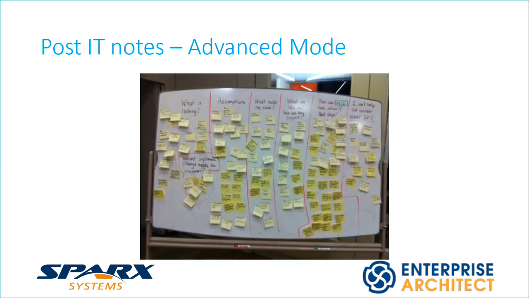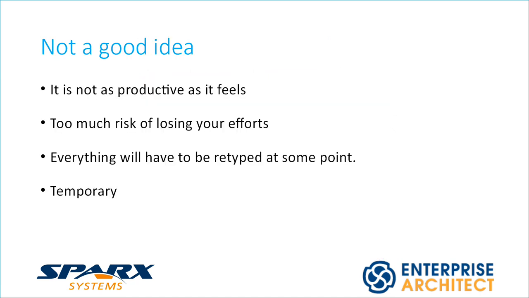Sometimes people will use columns or a Kanban approach so that they can develop an agile project. But once again, the post-it notes can be lost, they can be damaged, and the whiteboard can be wiped clean. So all of these approaches are not a good idea. It's simply not as productive as it feels. There's too much risk of losing all of your efforts, and at some point, everything will have to be retyped. So this is a very temporary approach.